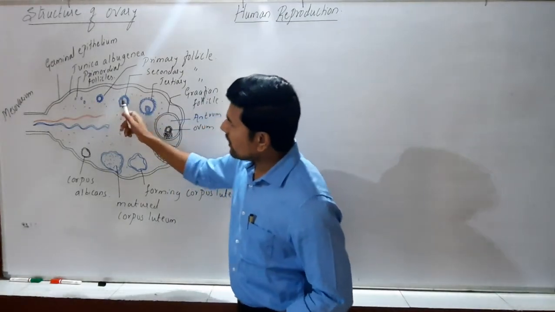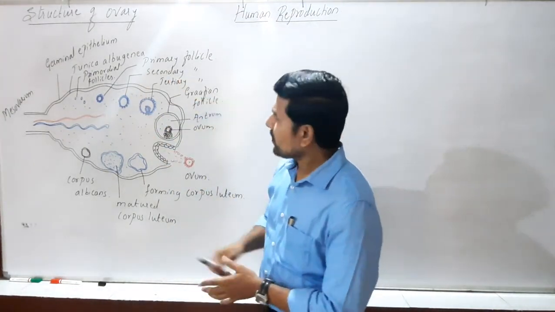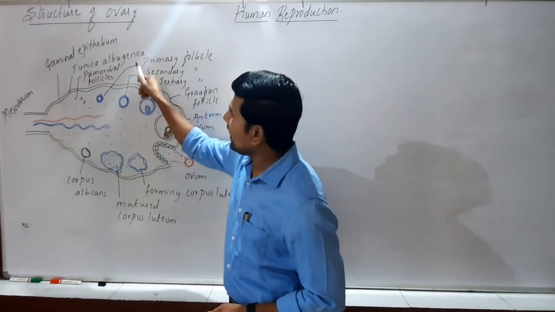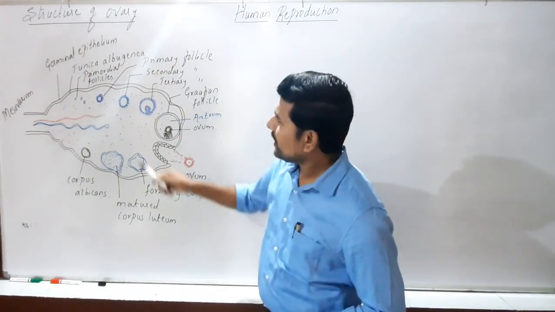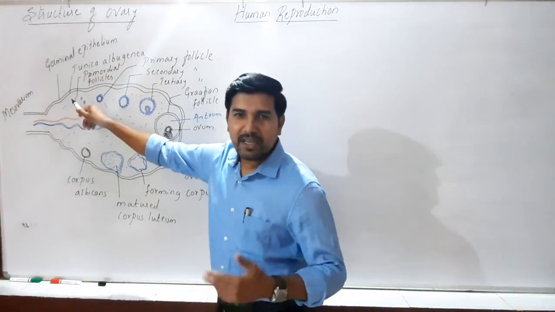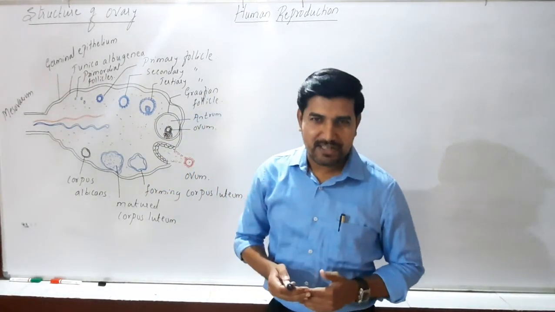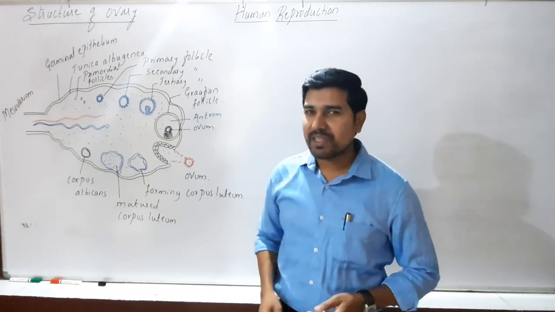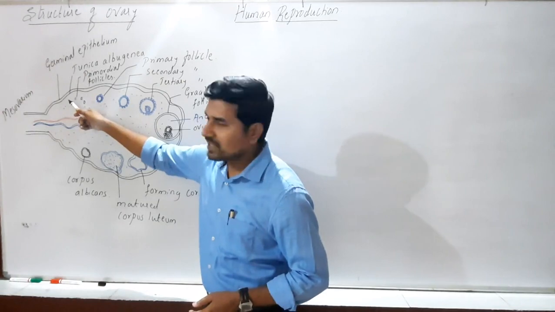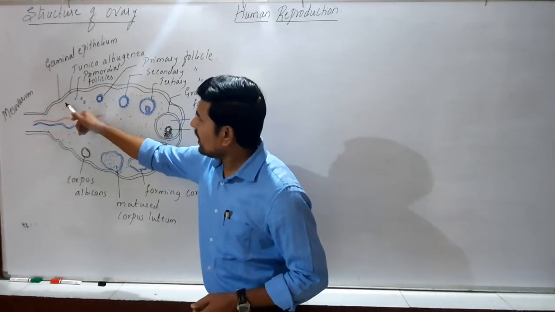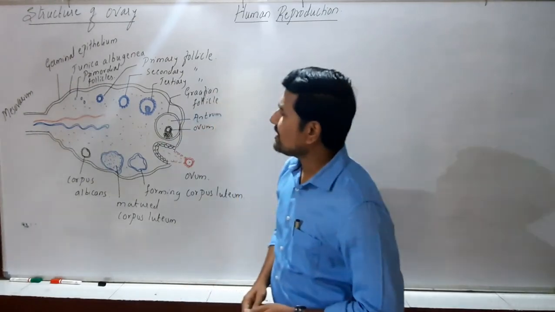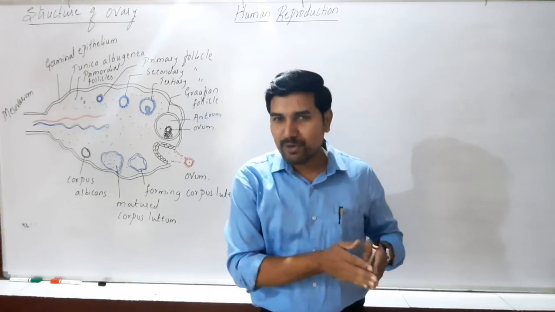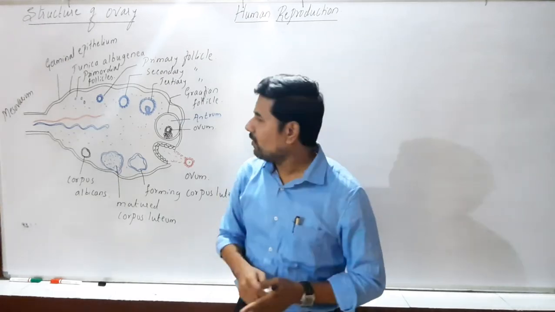Now, the outer part, cortex. If we look at the layers, the outer part is lined by germinal epithelium, and below this is a layer called the tunica albuginea. This germinal epithelium is a layer that will produce germ cells, or the gamete mother cells, from which the gametes are produced. When it produces these germ cells, they are present in the form of primordial follicles. They are immature follicles, and hence we call them primordial follicles.